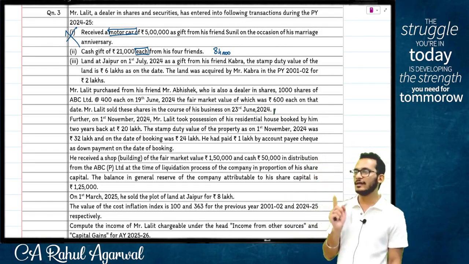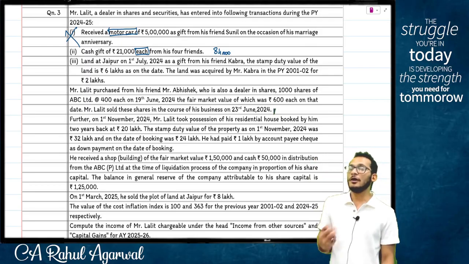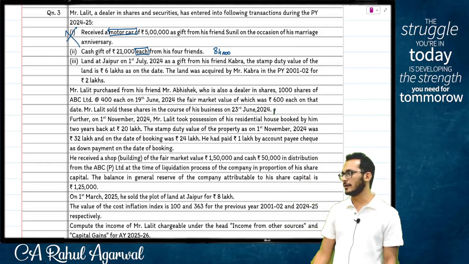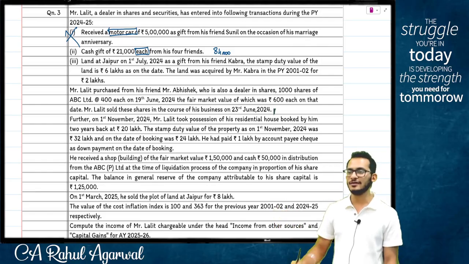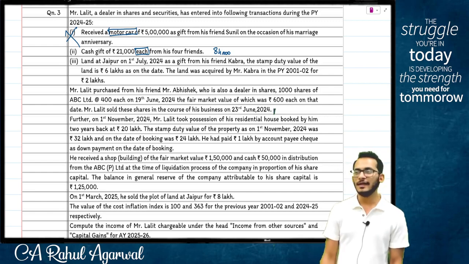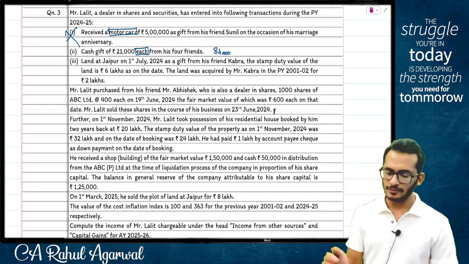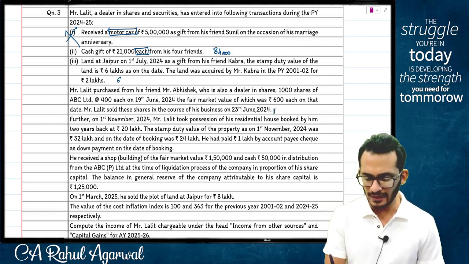People, I've told you already, when it comes to IFOS, if you are not going to tax the gift, then cost of acquisition for you is cost of previous owner. But here is a land given by a friend, which is not covered in exceptions, and therefore this becomes taxable in the hands of Lalit, and therefore this 6 lakh is fully taxable under the head IFOS.